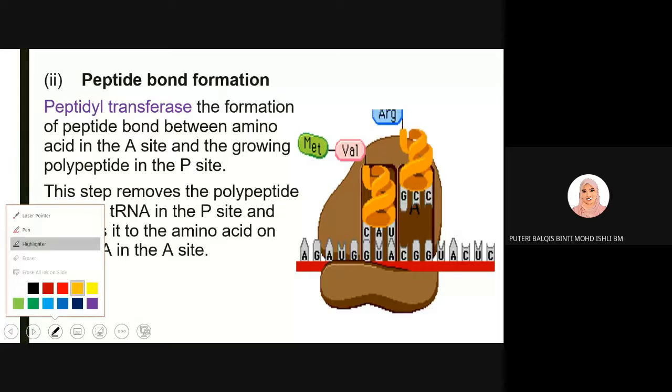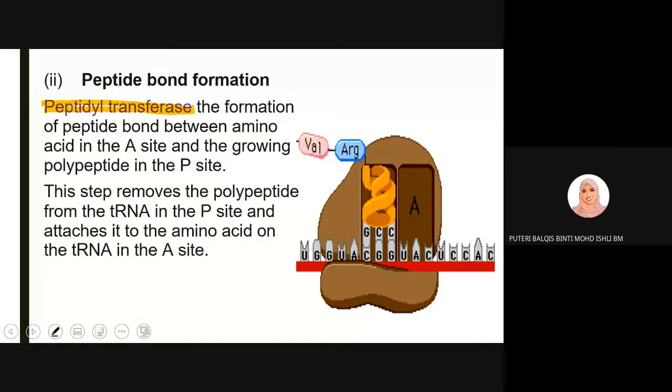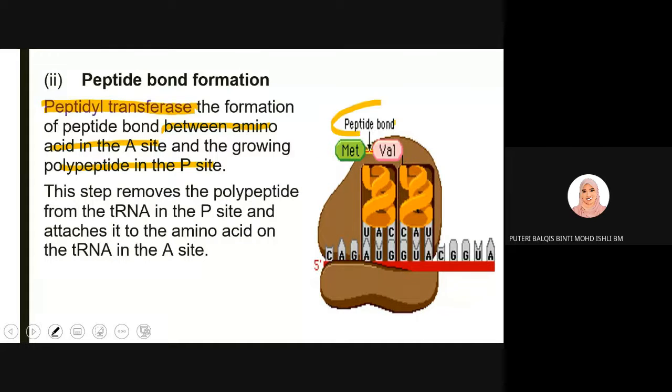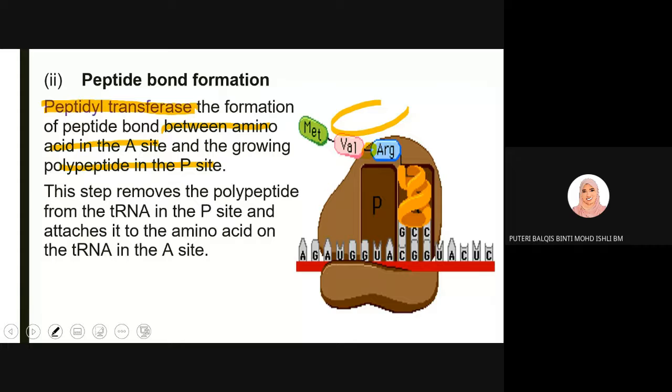Peptide bond formation, during peptide bond formation, there is second enzyme that you need to know, which is peptidyl transferase. Peptidyl transferase is the enzyme that catalyze the formation of peptide bond. Okay, so kat mana dia akan catalyze? Dia akan catalyze the formation of peptide bond between amino acid in the A site and the growing polypeptide in the P site. So for example, peptide bond, kan, tu dipindah sebelah. Next tRNA datang, peptide bond, pindah.